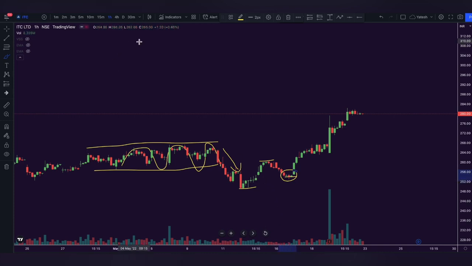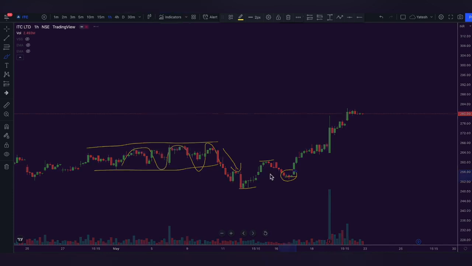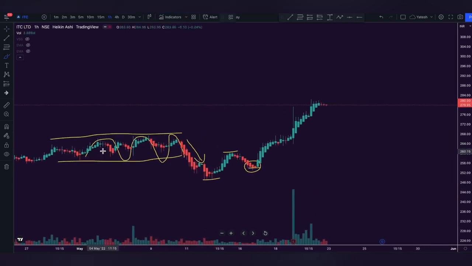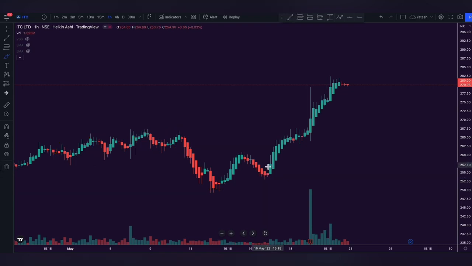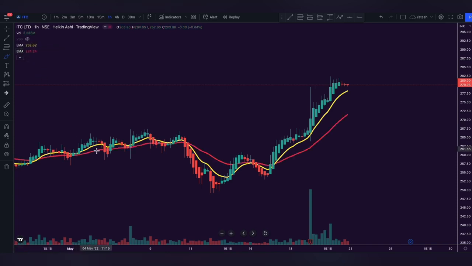Now if I switch to the Heikin Ashi candlestick pattern on a 1 hour time frame, we can see the same thing. The market trading in range and then it started forming lows, highs and higher lows. Now traders, this is the level where we will plan our entry. Before we plan our entry, the first thing we need to do is use a 10 period exponential moving average and a 30 period exponential moving average.